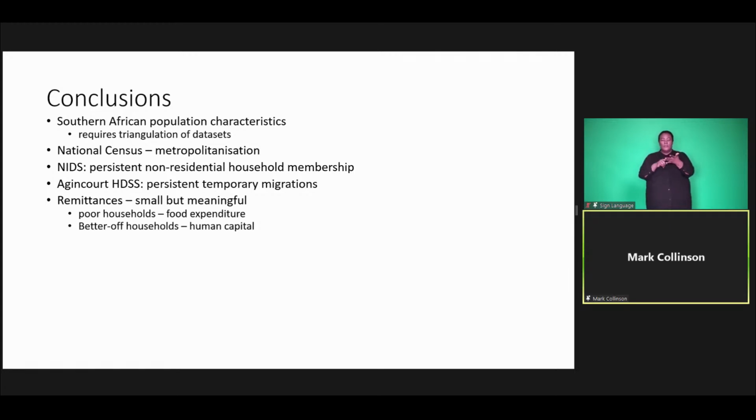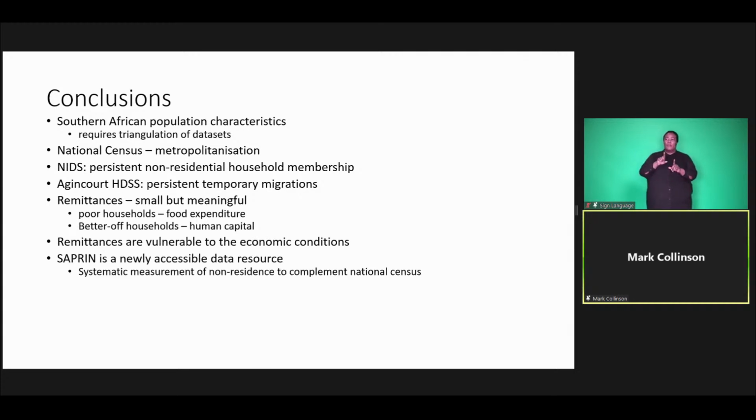And thanks to Mdu's work using NIDS, we can see how poorer households investing especially in food expenditure do better on human capital. And that the remittances are vulnerable to economic conditions. These are in no way fixed, so we need to protect them.